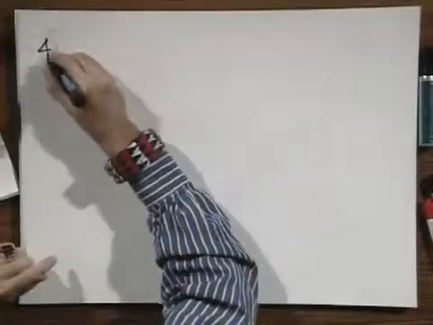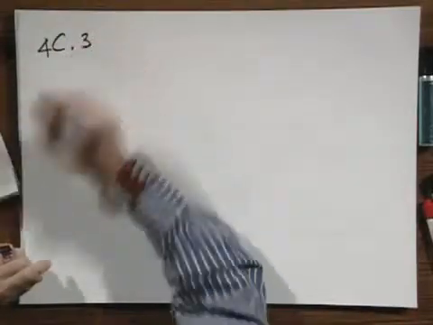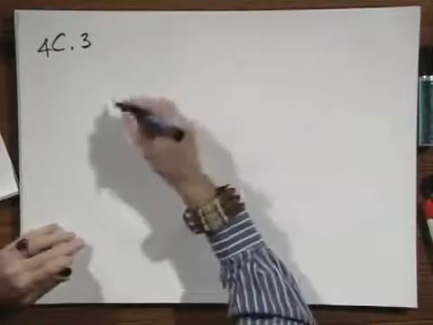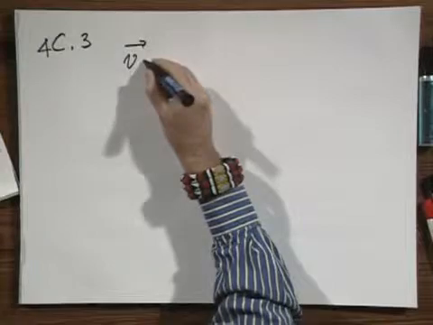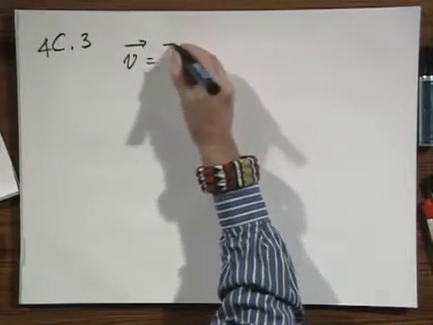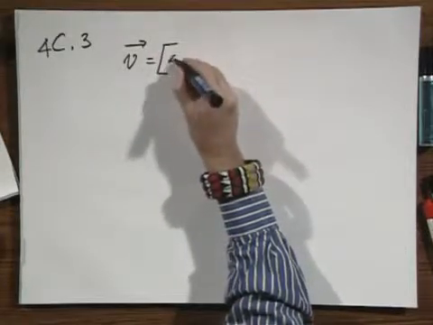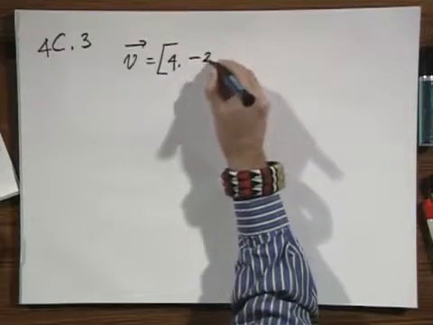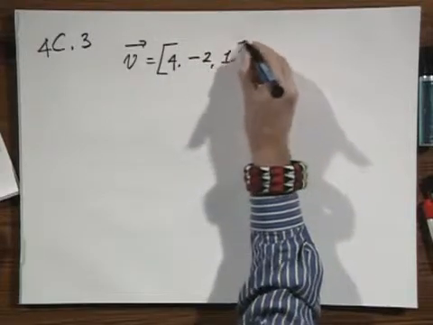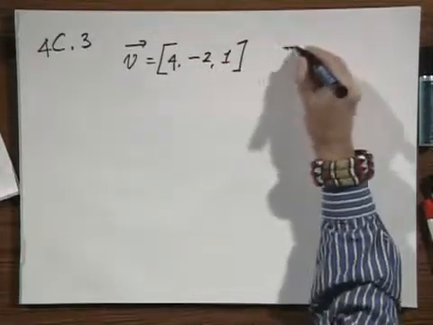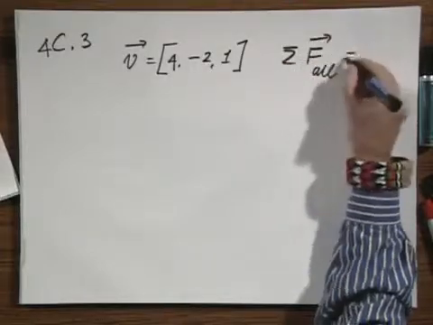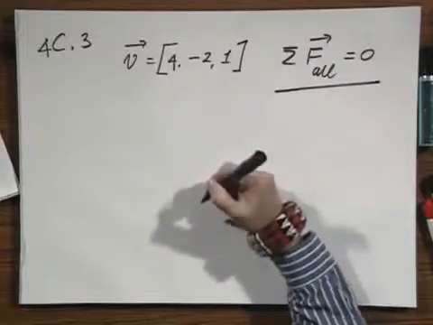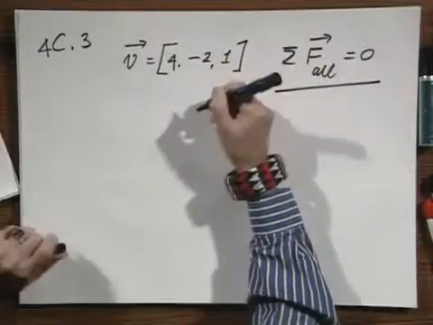For C3, we have a particle that moves with a constant velocity. Keep that in mind, a constant velocity, and the velocity vector equals (4, -2, 1). If it has a constant velocity, then the sum of all forces must be 0. That is non-negotiable. If it were not 0, the velocity would change.